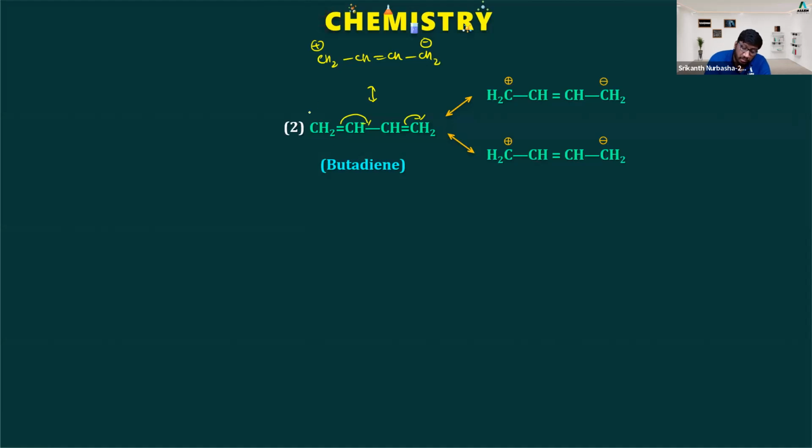Unless I label this carbon as C13 and this carbon as C14, then I'll say C13 has positive charge, C14 has negative charge. Here C14 has positive charge, C13 has negative charge. If I move the electron density in this fashion, C13 will have a negative charge, C14 will have a positive charge. If I move the electron density in the above fashion, C14 will have a negative charge, C13 will have a positive charge.